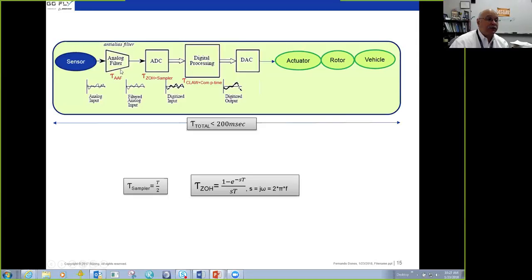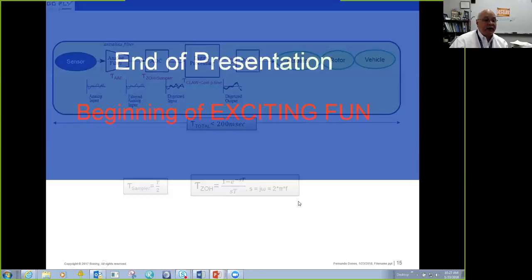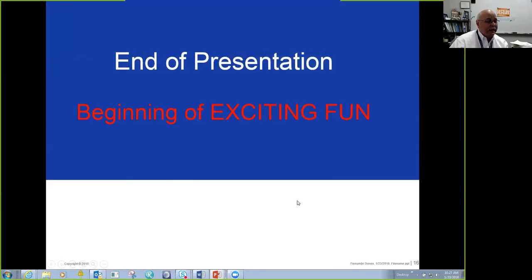these are formulas that can actually give you, like, the analog to digital converter. You can actually say, this is my sampler and this is the number. Sampling time divided by two is the assumed delay, and this is the zero order hold that it actually attaches to. So this is how you actually calculate that. And with that, that concludes my presentation, but it's the beginning of exciting fun for you and anybody that's actually designing this.